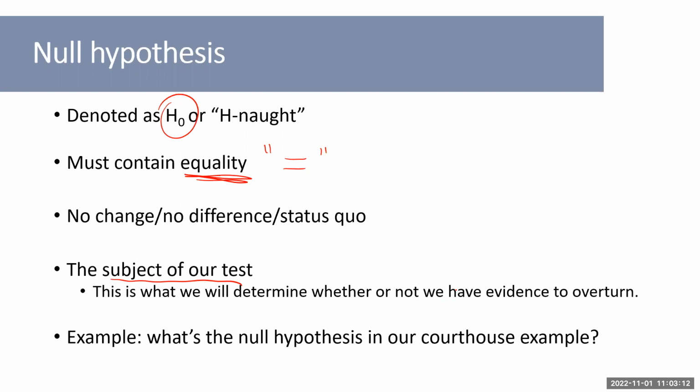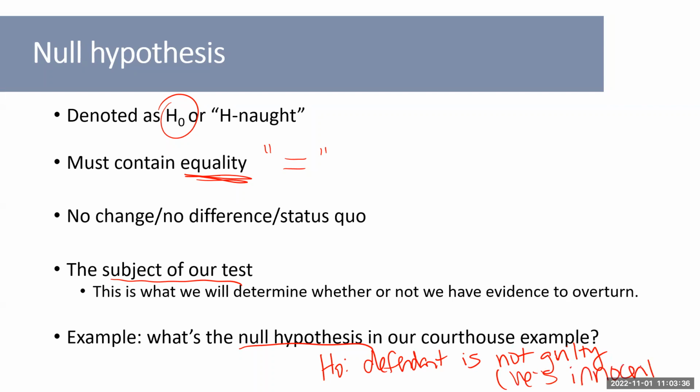So in our courthouse example, think about it for a second. What is the assumption that we're working with unless we have evidence to show otherwise? Our null hypothesis in the courthouse example is going to be that the defendant is not guilty. Otherwise known as he's innocent, okay? So our null hypothesis, that general assumption that we're making, is that the defendant is not guilty.